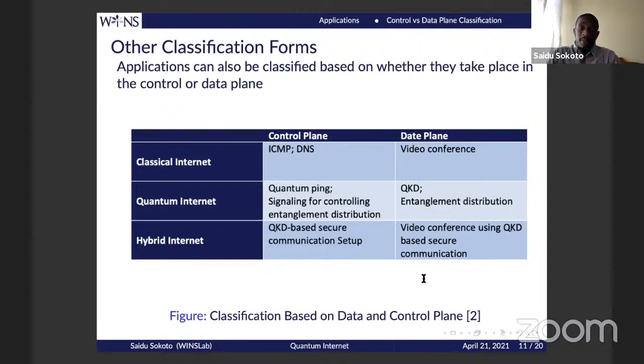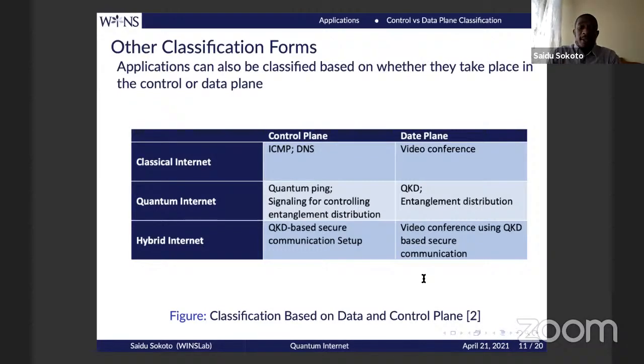In the data plane, I should have mentioned this earlier, but in the quantum internet, of course, our qubit or our quantum state is the actual data. So we can have quantum key distribution. We can have entanglement distribution, all as data plane services.